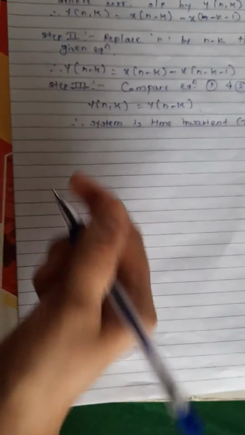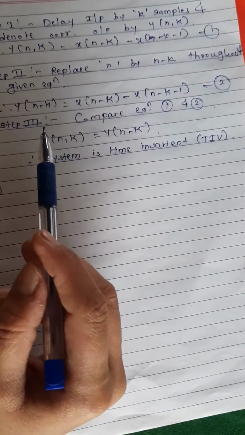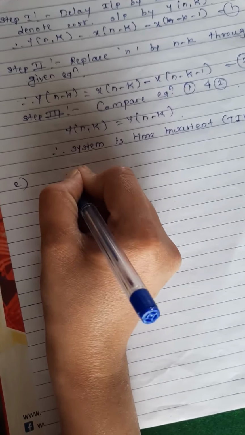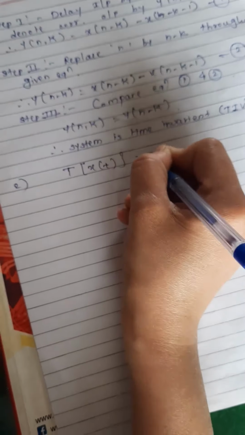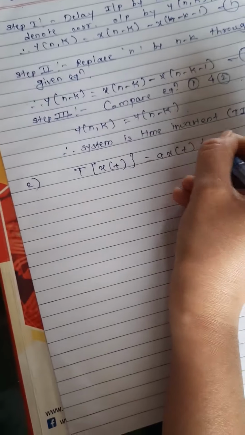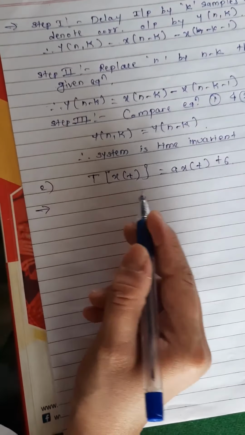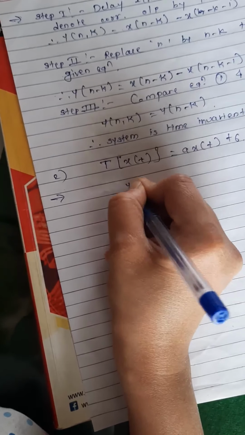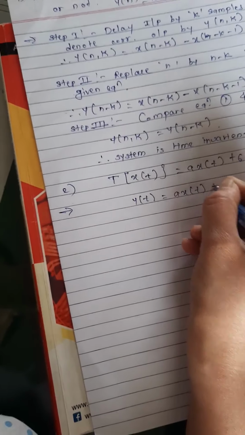Next problem, determine whether the system is time invariant or variant. So the problem is T of x of t is equal to a x of t plus 6. We have to find whether the system is variant or invariant. So the solution for this is the given equation we can write as y of t is equal to a x of t plus 6.